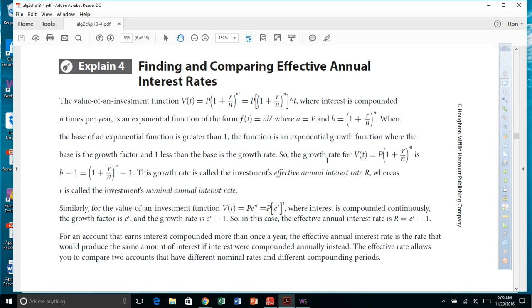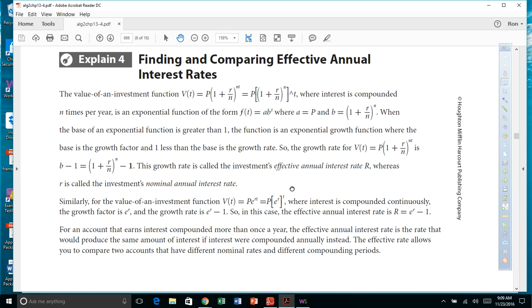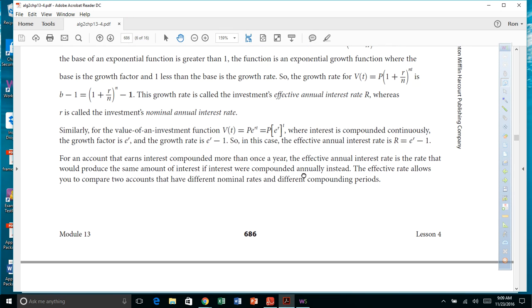When the base of an exponential function is greater than 1, the function is an exponential growth function where the base is the growth factor and the base minus 1 is the growth rate. So the growth rate for V sub t equals P times 1 plus r over n to the nt power is b minus 1, which equals 1 plus r over n to the n power minus 1. This growth rate is called the investment's effective annual interest rate, where r is called the investment's nominal annual interest rate.